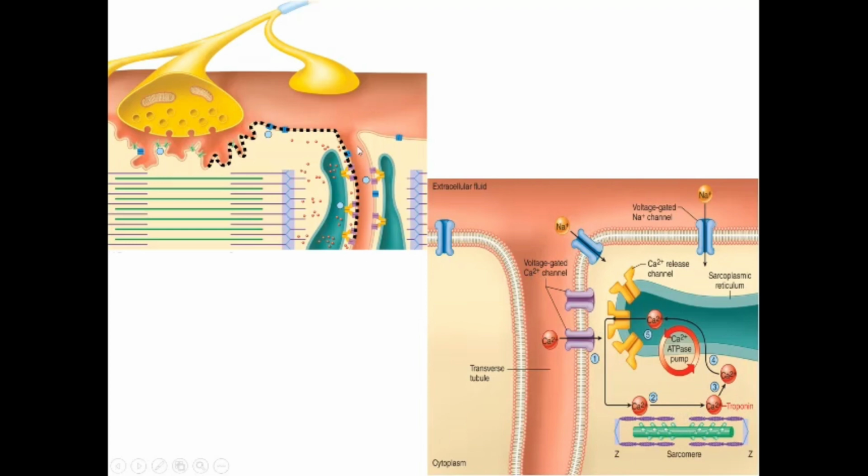When the depolarization by a nerve stops, this calcium is sequestered by a pump on the membrane of the sarcoplasmic reticulum into the sarcoplasmic reticulum, removed from the cytoplasm of the muscle, and stops muscle contractions.